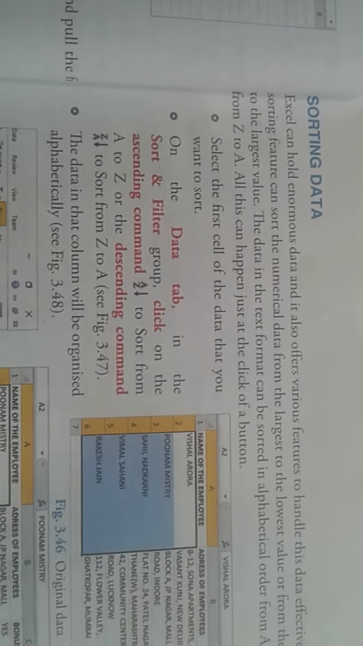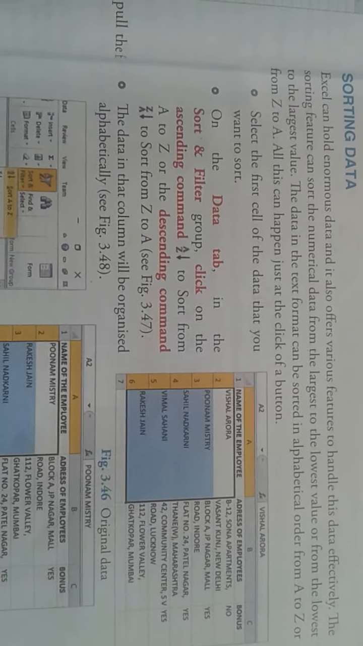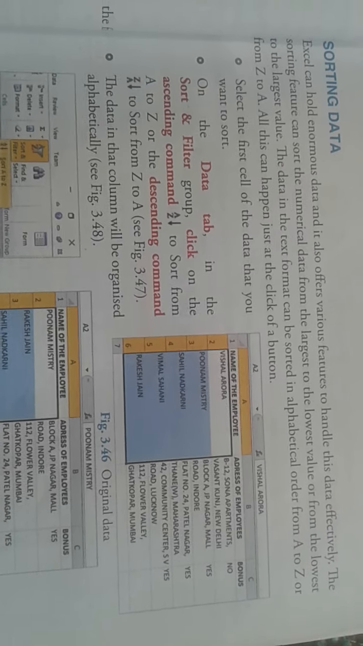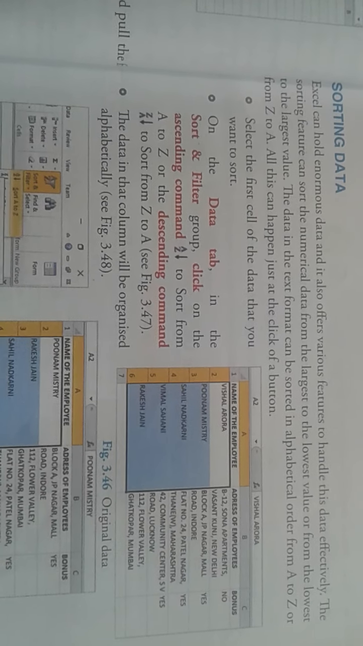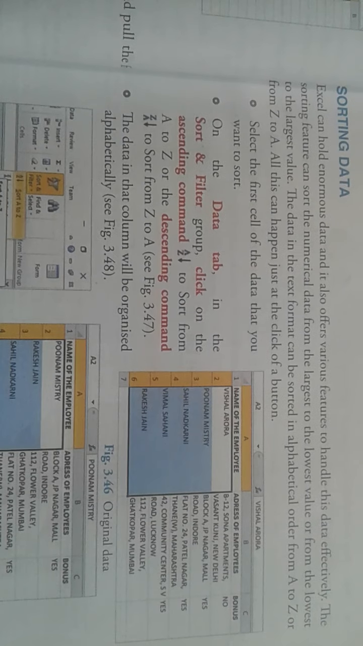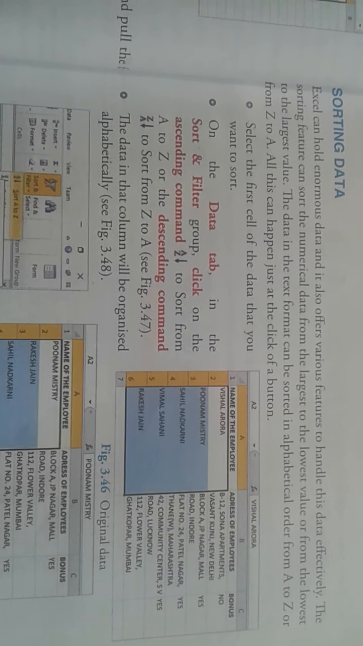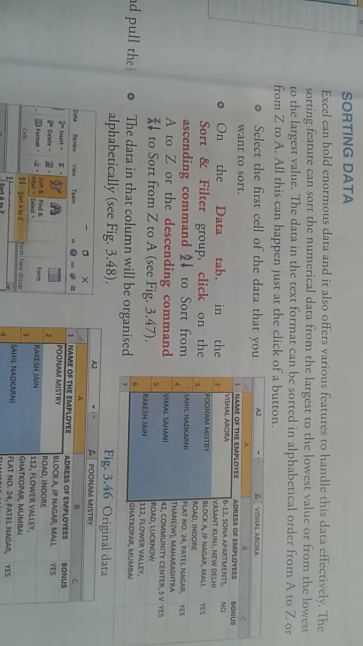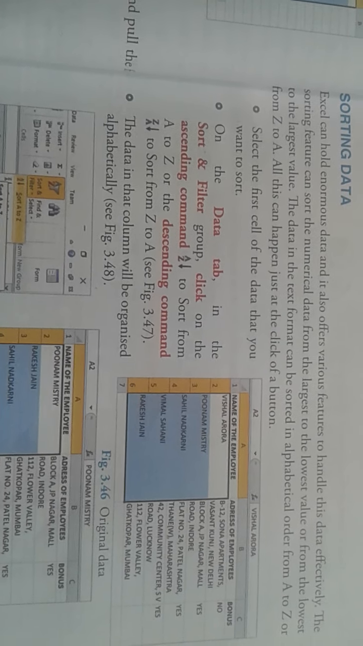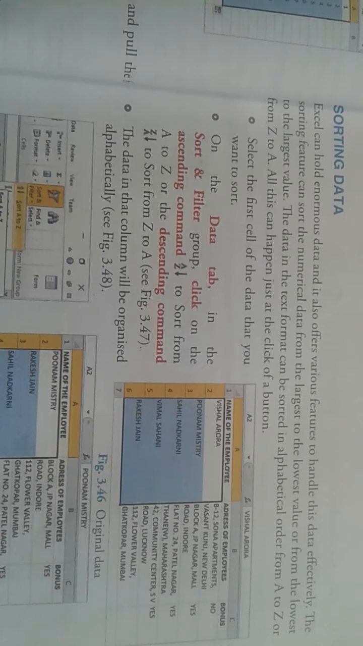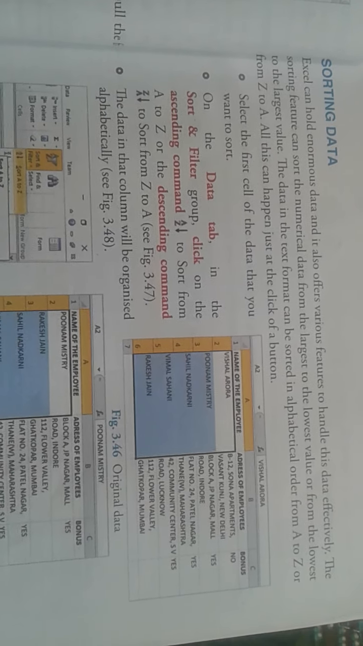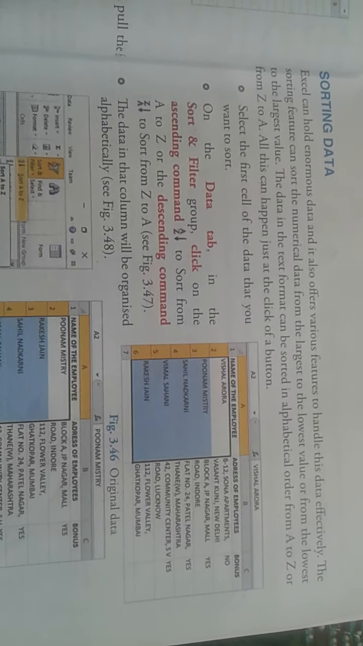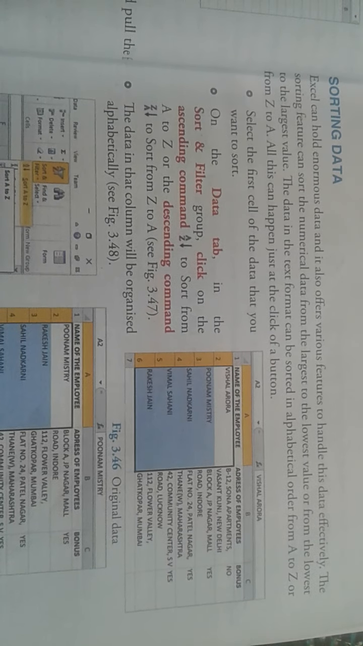What does it mean? Sorting means whenever we type any type of data, after typing it, if you want to organize it in a particular manner, like in alphabetical order or ascending order or descending order, whatever we want. So we are going to change it through ascending or descending. That is called the sorting of data.